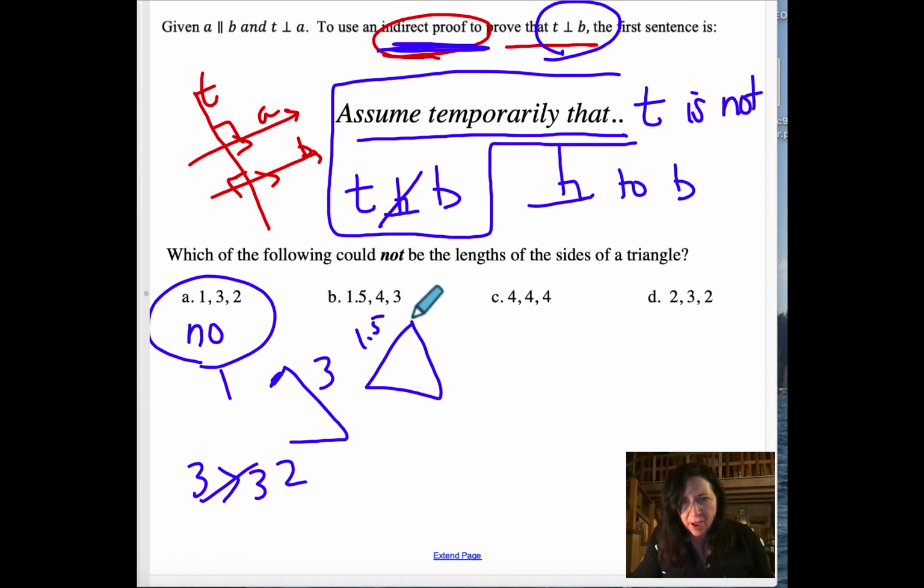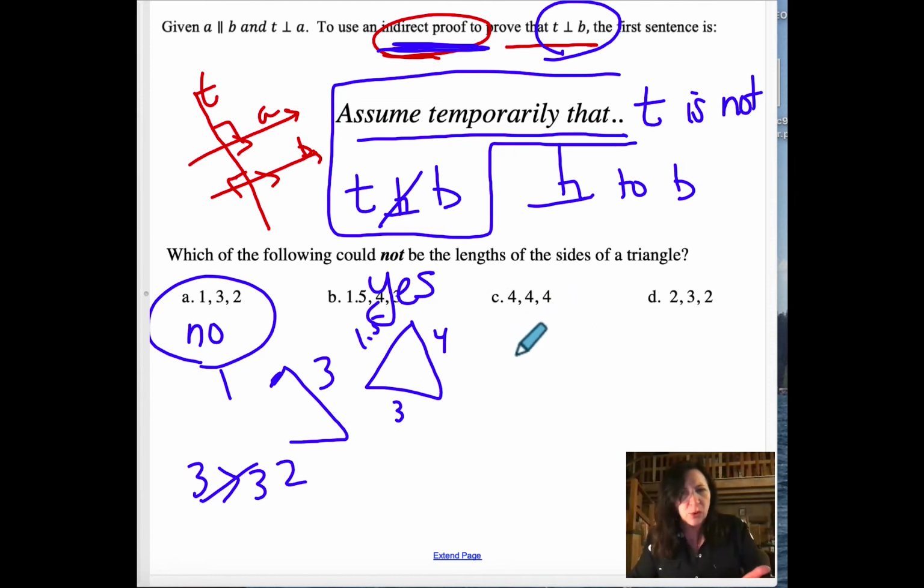So for this one, I'm going to draw another little triangle. I got 1.5, 4, and 3. It is not required that you draw a triangle. It just helps me see what I'm trying to see. 1.5 plus 4 is 5.5, definitely greater than 3. Check. 4 plus 3 is 7. 7 is greater than 1.5. Yes. 3 plus 1.5 is 4.5, greater than the third side. So this would be yes. This one here, that's going to be yes.